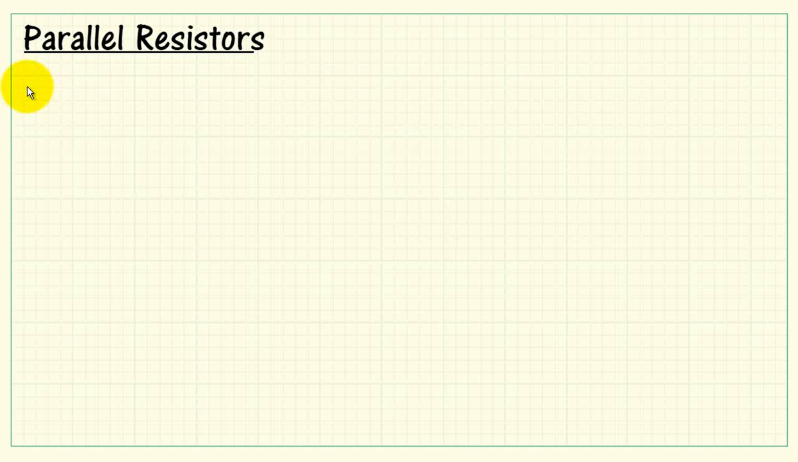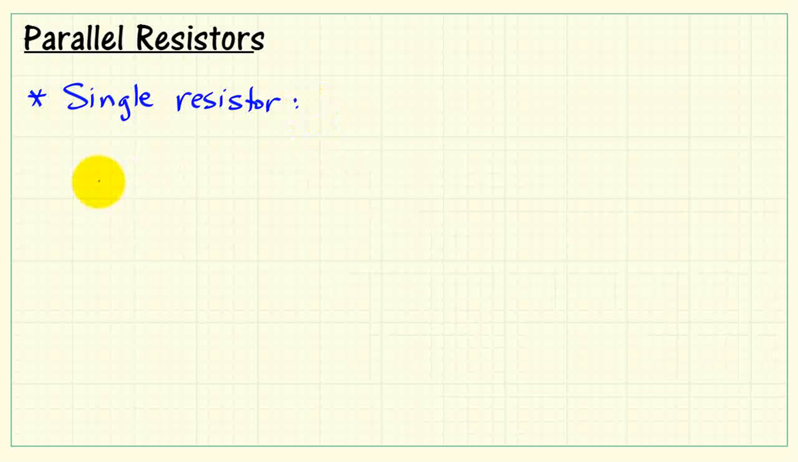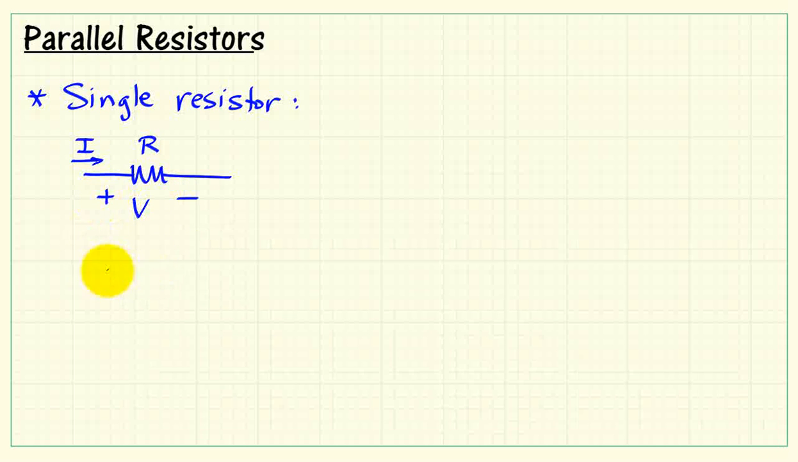Let's take a look at the basics of parallel resistors. To begin, let's look at a single resistor. It has a resistance R, and we can define the current passing through the resistor and the voltage that appears across the resistor.